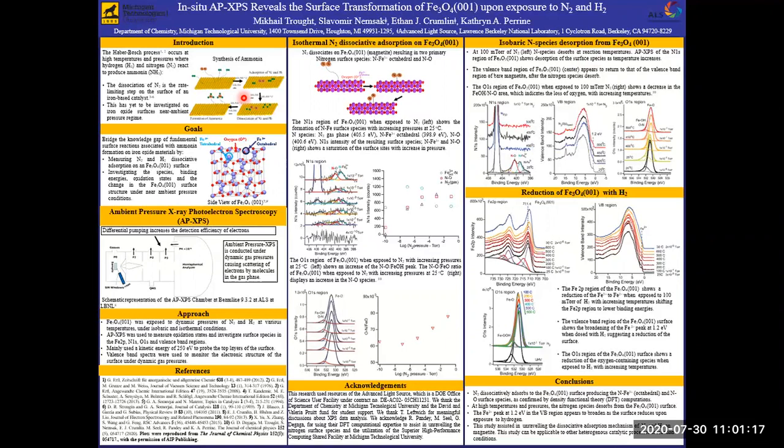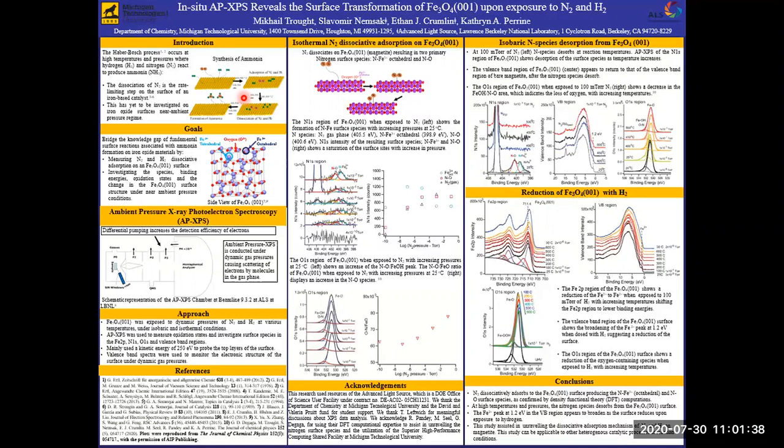into ammonia using a metallic catalyst at high temperatures ranging from 400 to 500 degrees Celsius and high pressures ranging from 100 to 200 atmospheres. Now, at equilibrium conditions, this reaction has been well researched. However, there's a gap in knowledge about the actual surface transformations experienced by the catalyst surface.